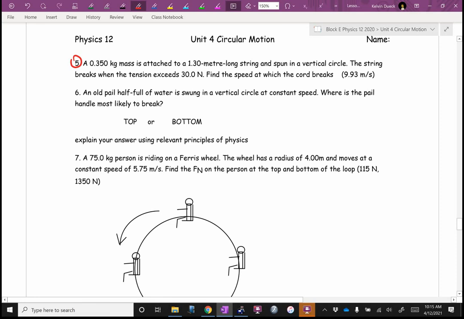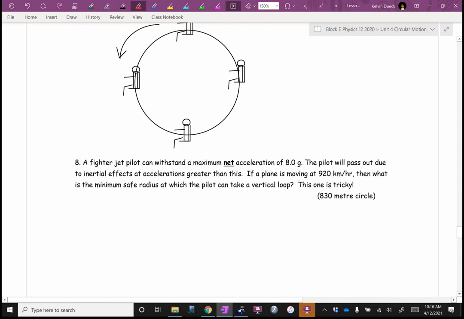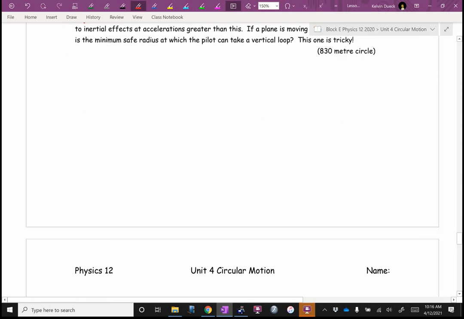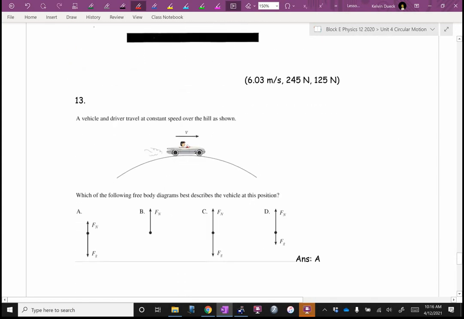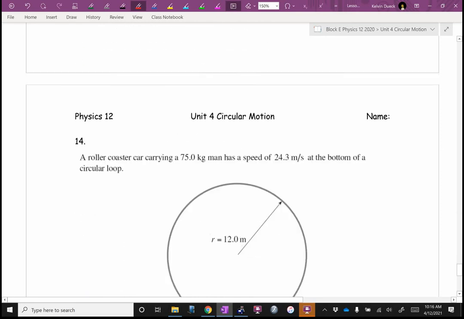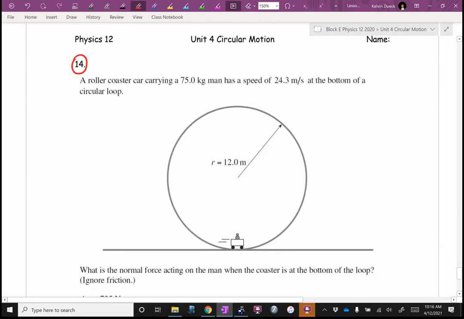Five is good. So five, I'm telling you, it will break when tension is bigger than 30 newtons. So let tension equal 30 newtons, solve for v, and if you go any faster than that, the string will snap. Six is good. Seven is good. Skip eight. 12 is good, but you can skip A. 13 is good. 14 is good.